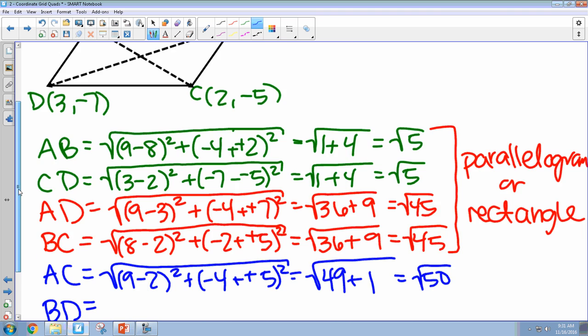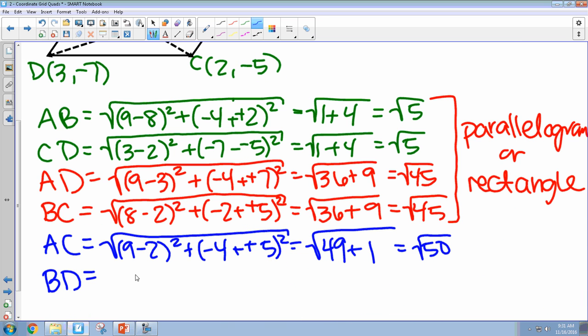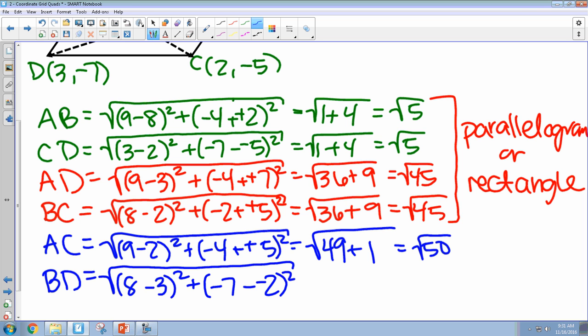Let's scroll back up to get B. 8, -2. So (8 minus 3) squared plus (-7, was it -2? Minus -2, yep) squared. 8 minus 3 is 5. 5 squared is 25. -7 minus -2, those cancel and become a plus. So that is another 5, which gives me the square root of 50.